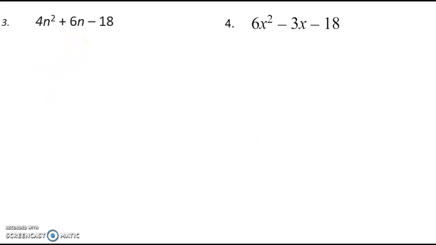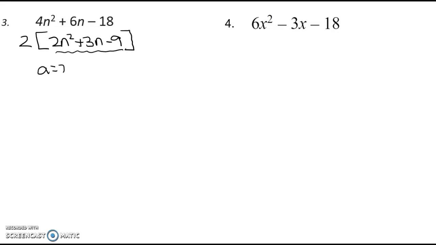Okay, if I look at example 3, I've got 4, 6, and 18. There is a greatest common factor I can pull out. I can pull out a 2 from each of these to leave me with 2n squared plus 3n minus 9, not 18, because I have to pull out a 2, so that's going to give me 9. Okay, so this is what I'm working with, what's on the inside.